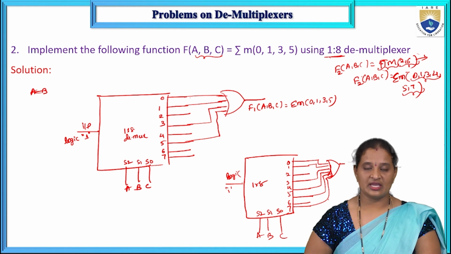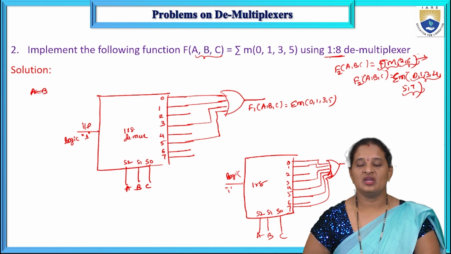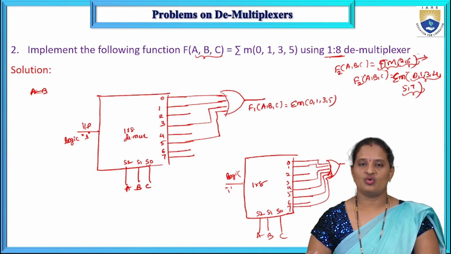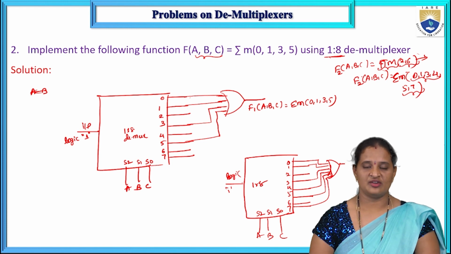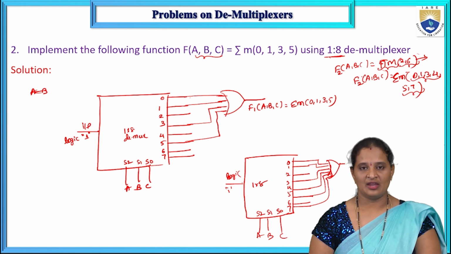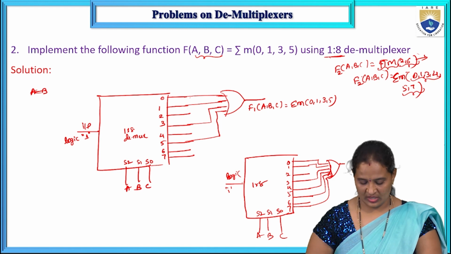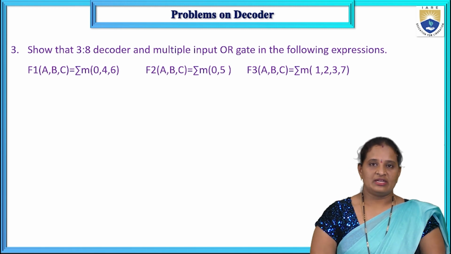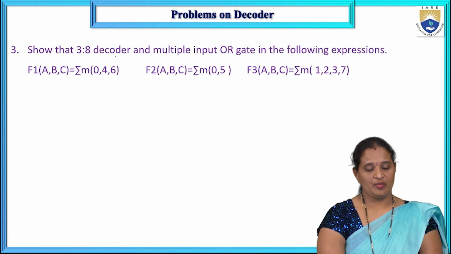Okay, so this is the implementation of Boolean function using De-multiplexer. Mostly you will be getting this kind of questions on De-multiplexer. He will be giving you Boolean functions, whatever the number of Boolean functions he gives. You just implement them and then use OR gates and connect the corresponding minterms or output lines to that OR gate, so that you can implement any Boolean function. Right? Now let us see another problem.